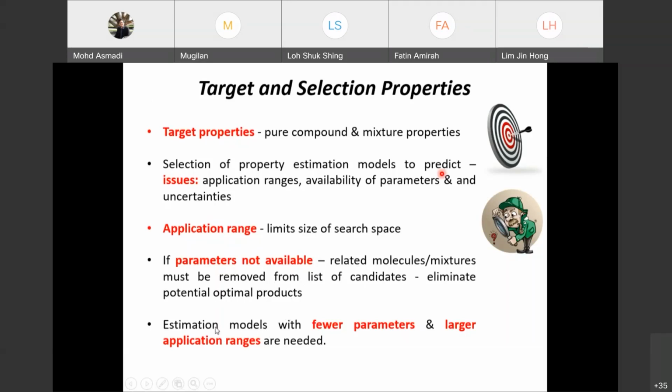Estimation models with fewer parameters and larger application range are needed. If you have a thousand candidates, we have to do the screening based on the hierarchy: primary, secondary, functional, as well as mixture.